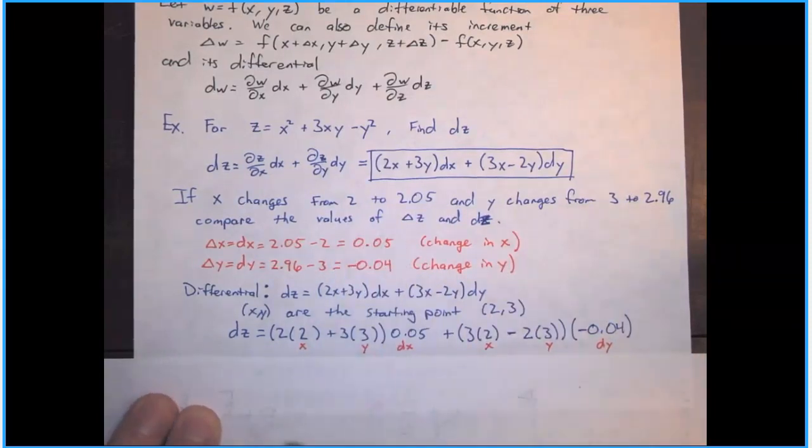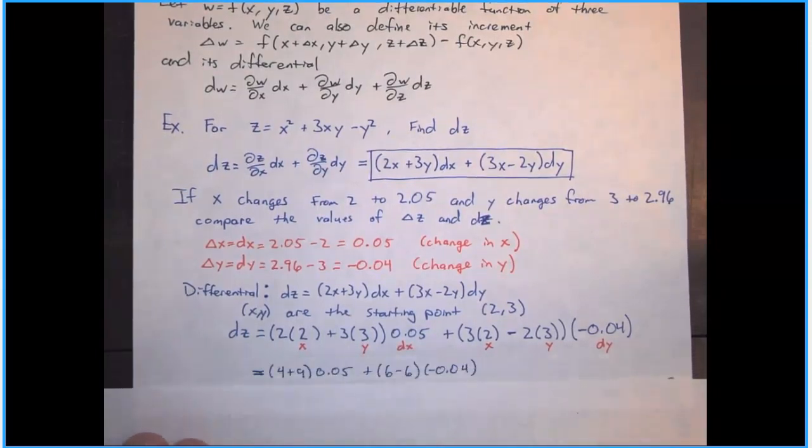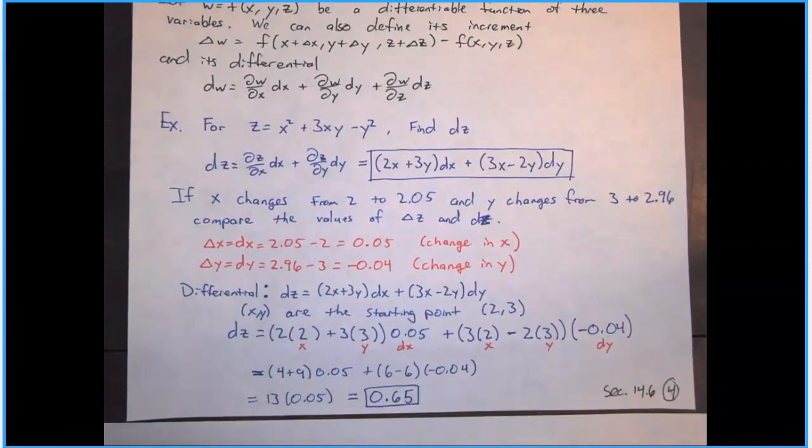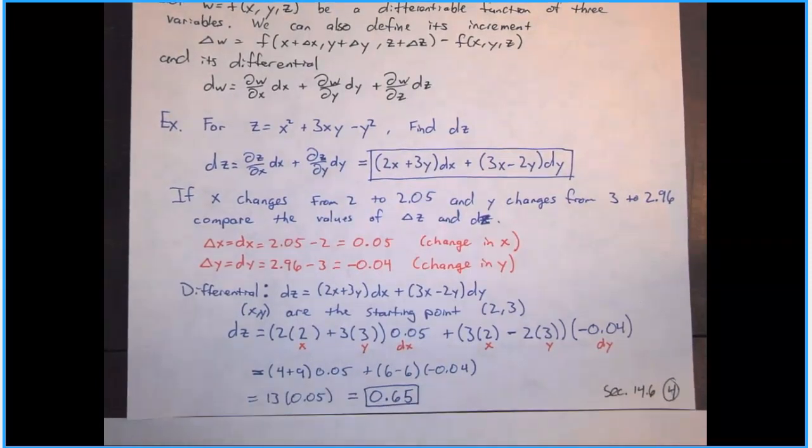So now I can just go ahead and plug everything in. So for x, I plug in 2, so there's 2 for x. For y, I plug in 3, so I put a 3 here, 3 there. For dx, I plug in 0.05. For dy, negative 0.04. And then I just work this out, right? So this is just 13 times 0.05. So I get that the differential is 0.65.